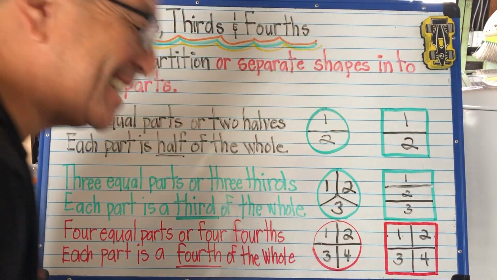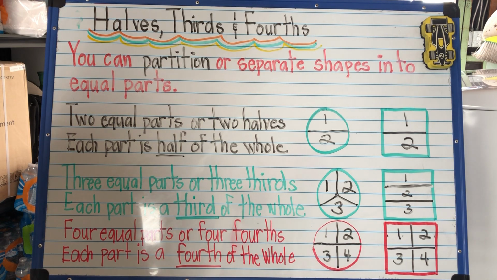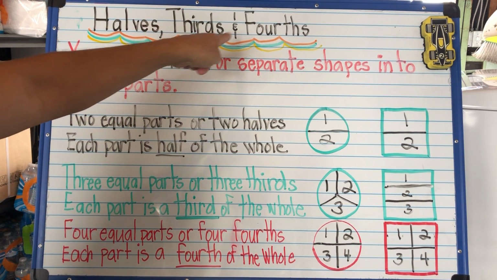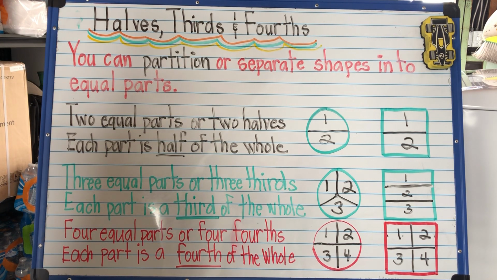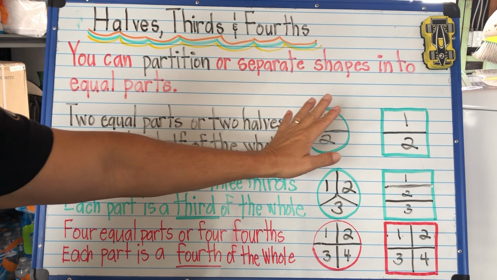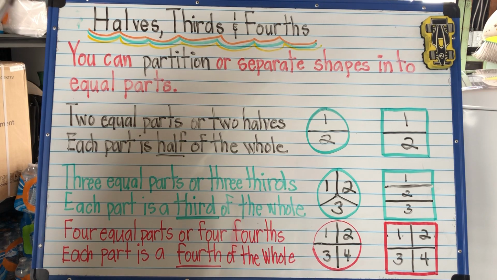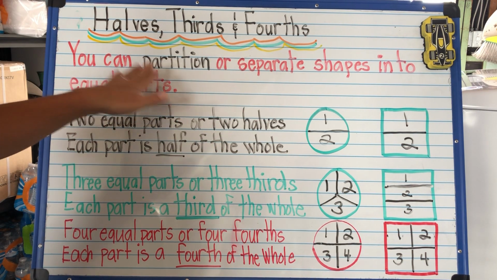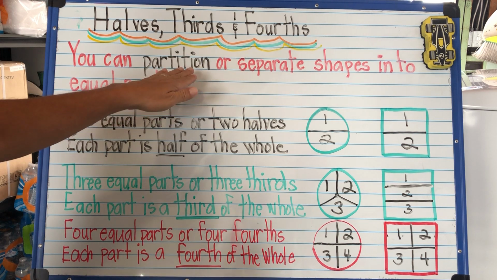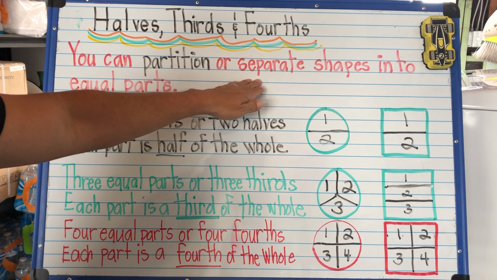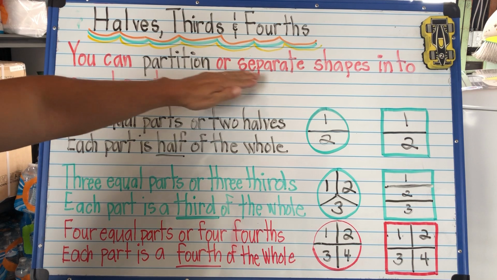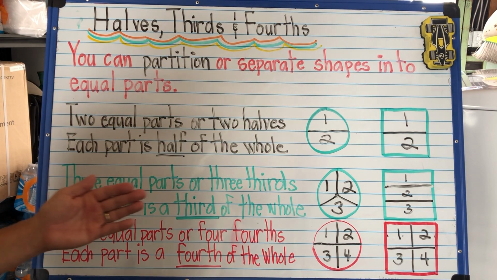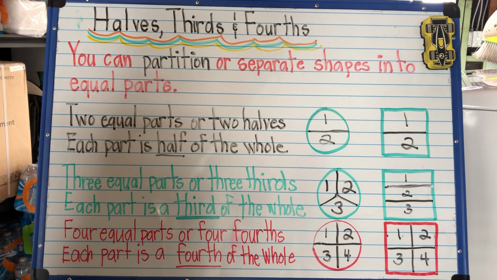How are you? Today we're going to be working on, for math, a concept called halves, thirds, and fourths. So when we were studying our shapes, two-dimensional shapes, flat shapes, we can partition. Partition is another fancy word for separate. So we can partition or separate our shapes into equal parts if we want to. Sometimes we do that. Okay?